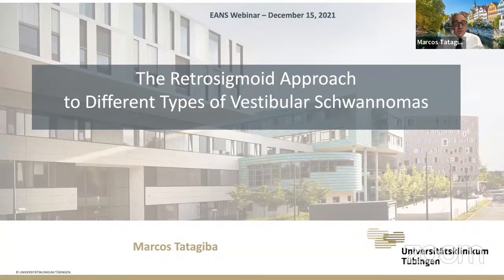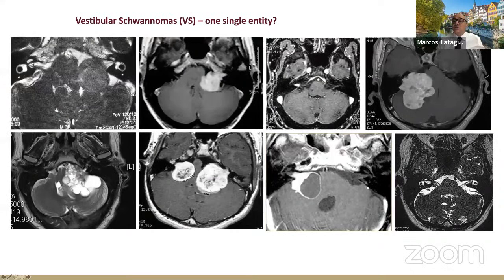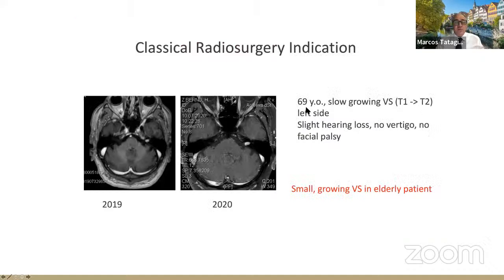Everybody who is dealing with these lesions knows that we are going to deal with different kinds of tumors, although all of them are schwannomas. Vestibular schwannomas may appear completely different, and we have to decide differently in each case. In the past, we adapted the approach to the patient and to the size of the tumor. But nowadays, we use a retrosigmoid approach in basically all cases.